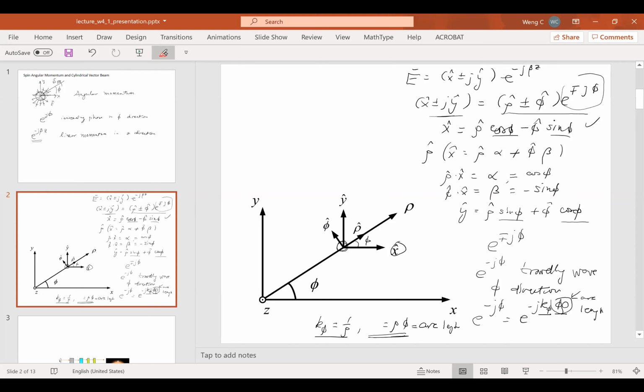So you can think of this as a traveling wave, but the wave number actually becomes smaller and smaller as rho becomes larger and larger. If you think of this as a traveling wave in the phi direction, the spacing between the peaks of this traveling wave becomes bigger and bigger, which means that the lambda in the phi direction becomes bigger and bigger as you go further and further away from the origin. And this is a characteristic of this traveling wave. And it has angular momentum.